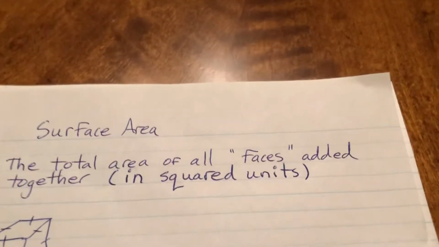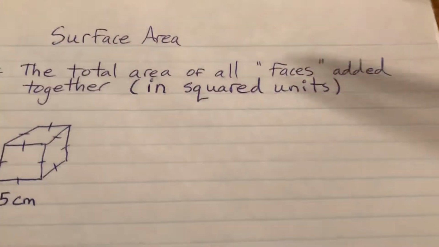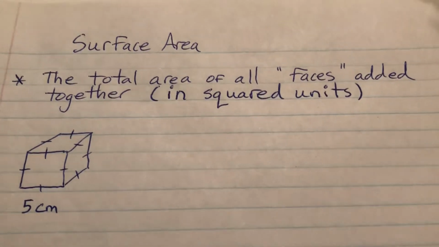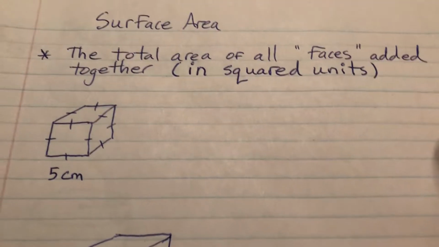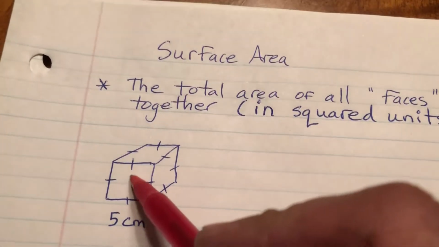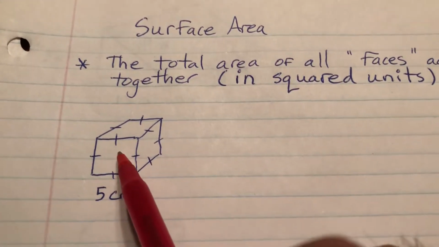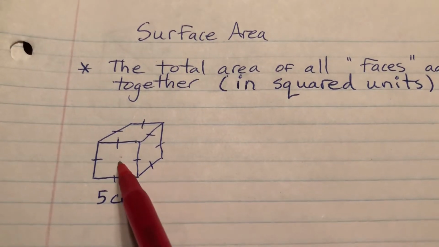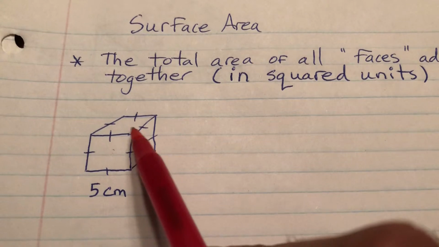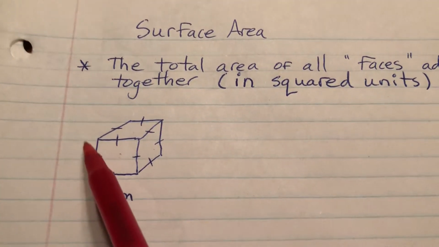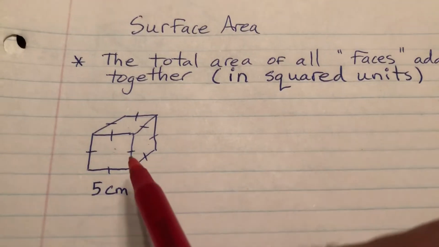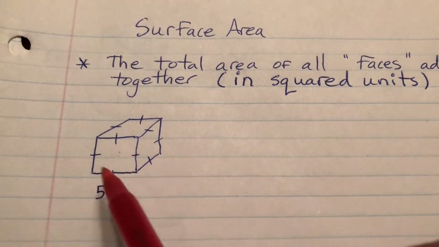So here's what we're gonna do. We're gonna try to figure out the total area of all the faces added together, and the units are in squared units. So we have a square here on this face of this cube, and obviously with these tick marks it shows you that every face, the front, the right, the top, the back, and then there's a left side and a bottom underneath. There are 6 sides and they're all the same shape, which is a square.